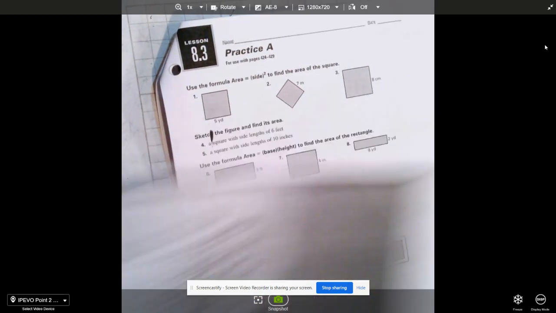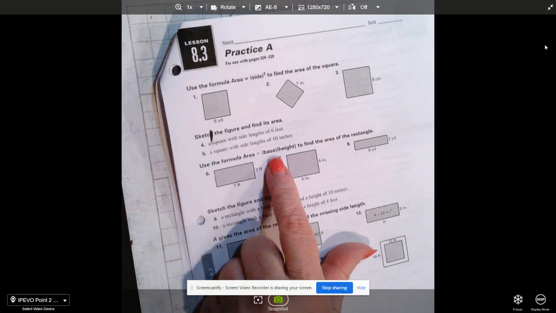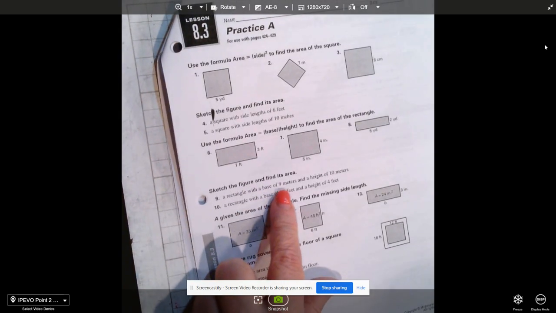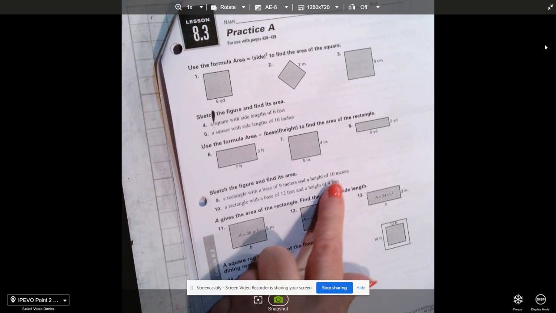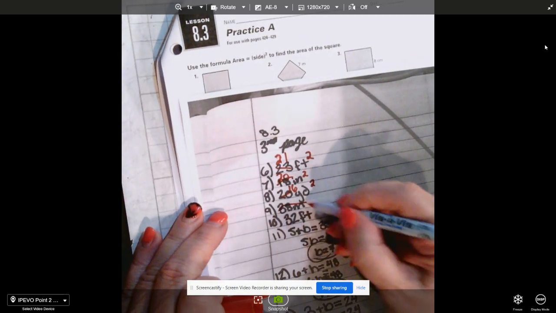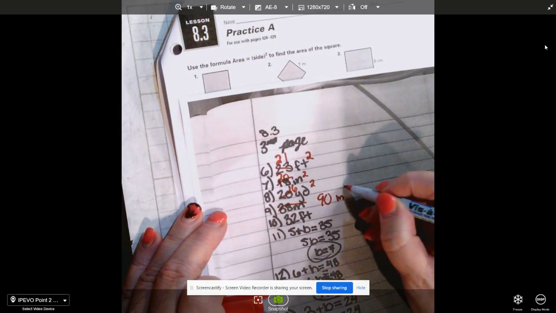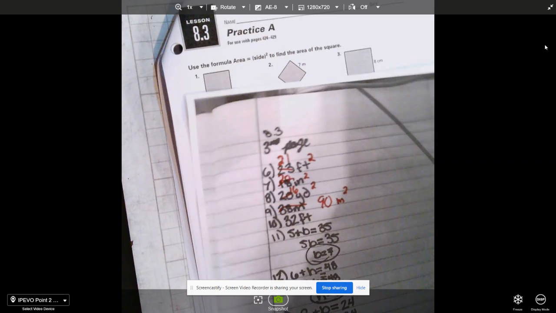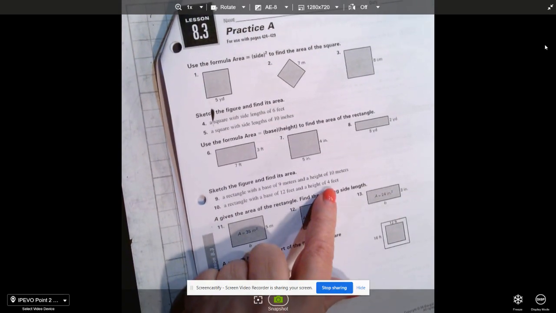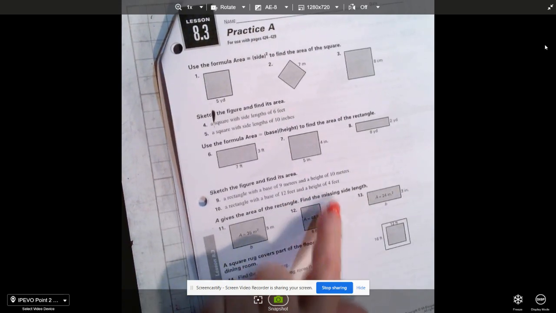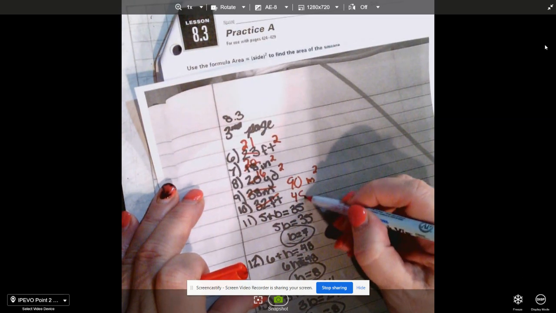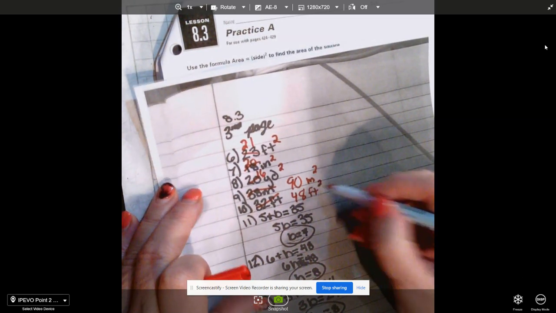So when you're finding the area, you're just going to go with this formula, which is base times height. A rectangle with a base of 9 meters and a height of 10 meters, again, base times height. That one there would be 90 meters squared. And on number 10, a rectangle with a base of 12 feet and a height of 4 feet, base times height would be 12 times 4. So that would be 48 feet squared.